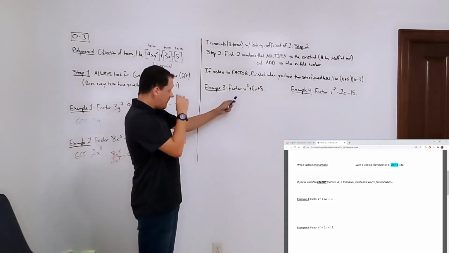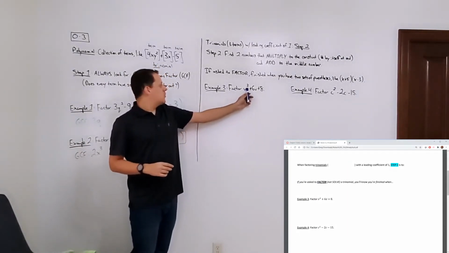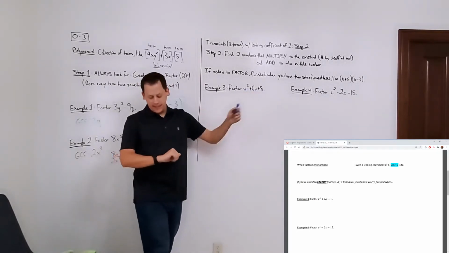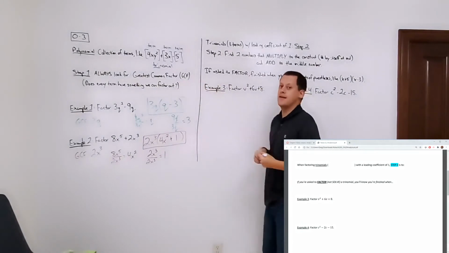So, let's take a look at example 3. We want to factor v squared plus 6v plus 8. Our first step is to look for a GCF.